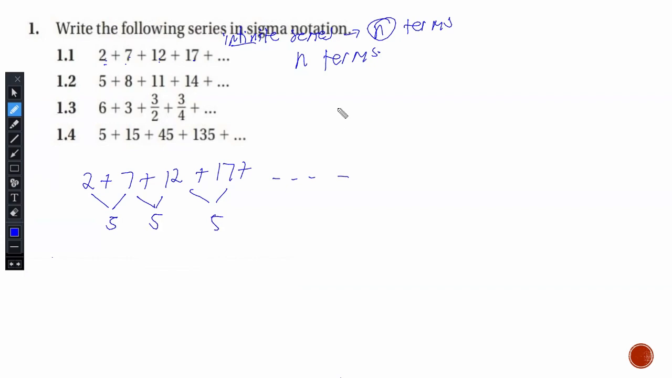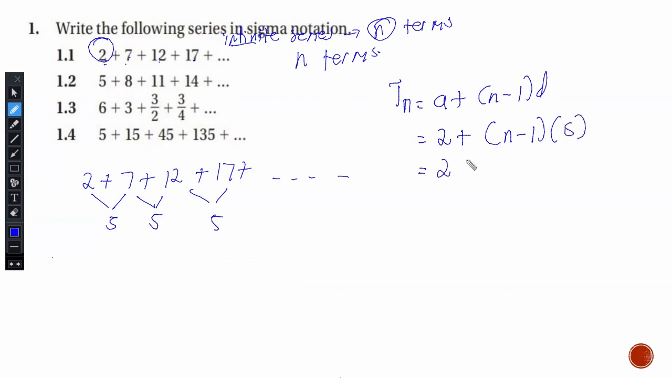Right. Now, in order to calculate the Tn, we'll say a plus n minus 1 d, where your a is now 2, the first term, and then n minus 1, then the d value is 5. So this will be 2 plus 5n minus 5. 2 minus 5 is minus 3. Then Tn is 5n minus 3.